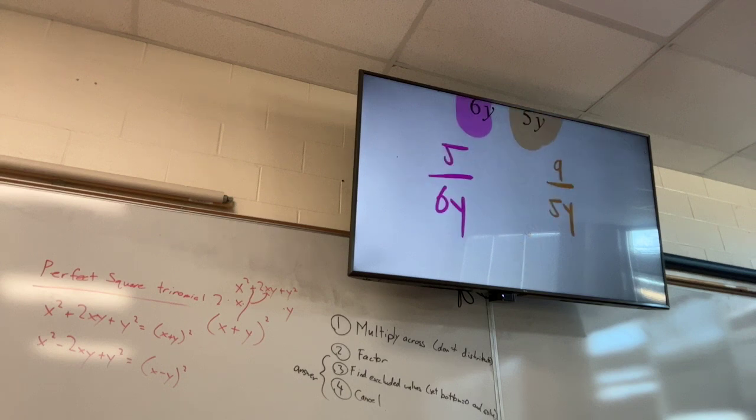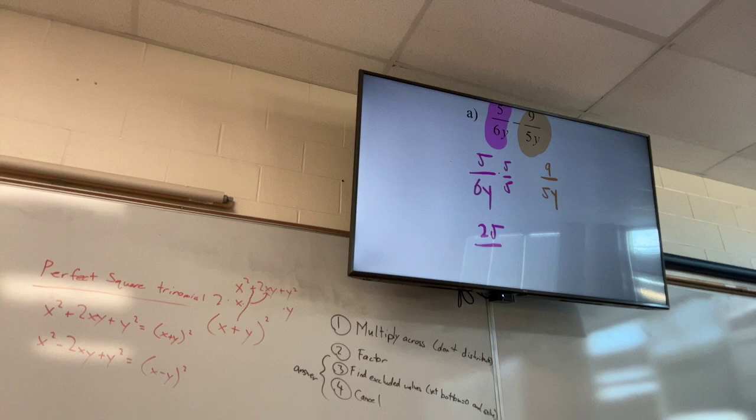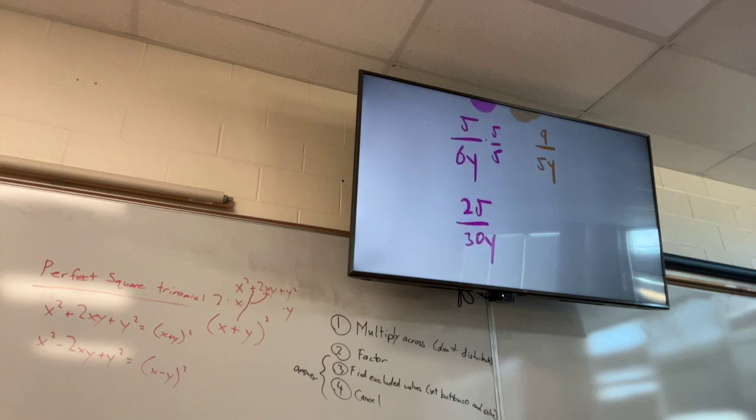So what's missing from our pink denominator that the orange denominator has? 5, so we need to multiply the top and bottom of this by 5. That gives us 25 over 30y. What is the orange denominator missing that the pink denominator has? 6. Now don't forget we're trying to subtract. Don't forget that minus symbol.